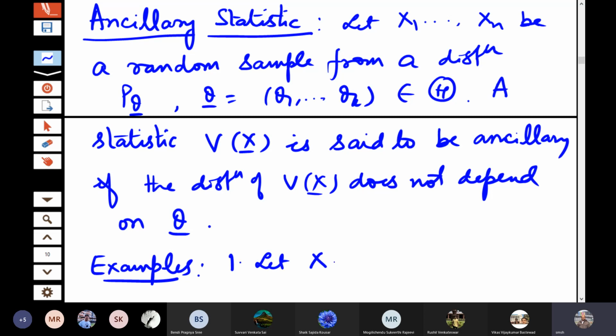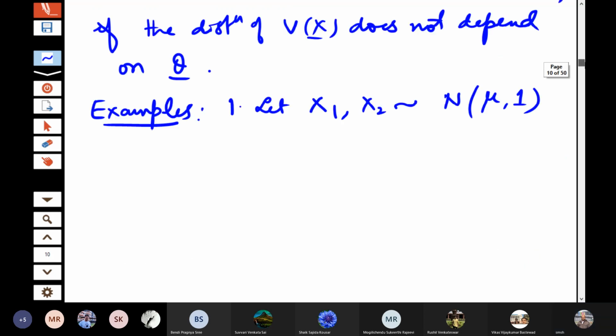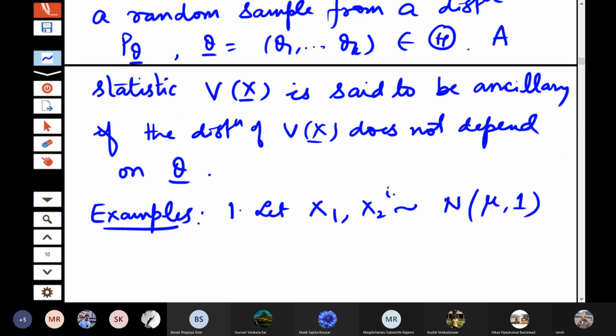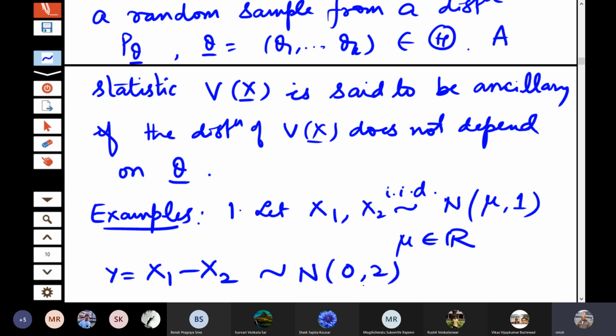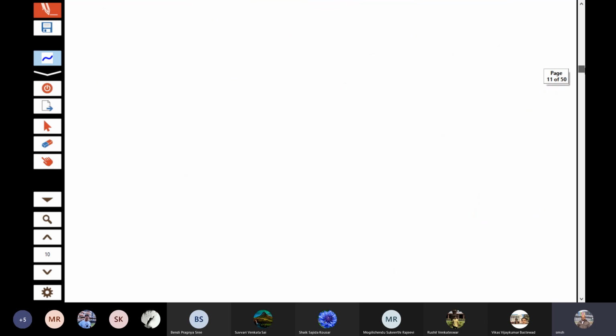So let x1, x2 follow normal mu, 1. Okay. And suppose they are independent and identically distributed, normal mu, 1, where mu belongs to R. Okay. Let me consider, say, y is equal to x1 minus x2. Then what is the distribution of y? That is normal 0, 2. This is free from mu. So here x1 minus x2 is ancillary.